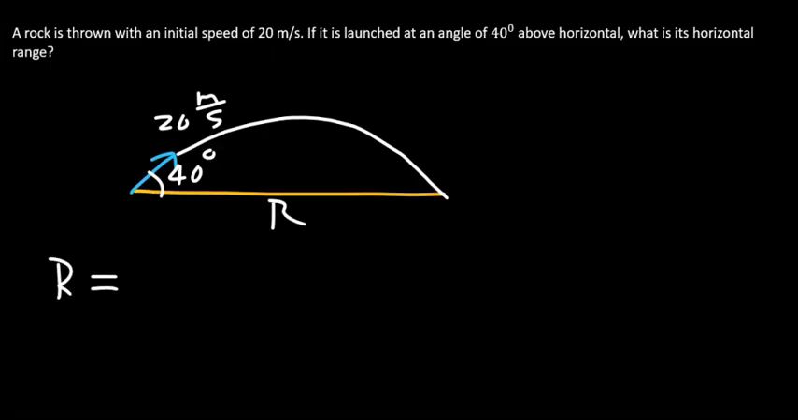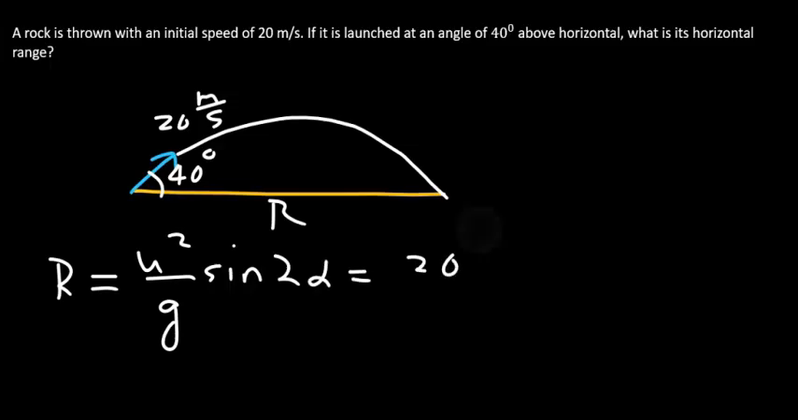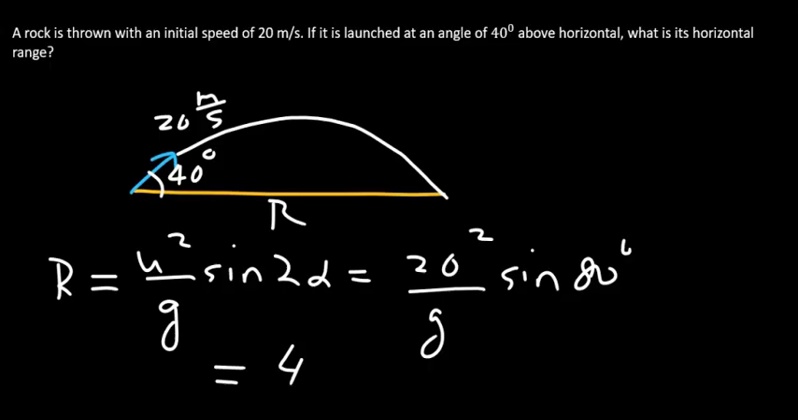We know the equation for the range is given by u squared over g sine 2 alpha. In this case, u is 20, so 20 squared over g. We know g is 9.81. Sine 2 alpha. Alpha is 40, so 2 times 40, that's 80 degrees. And the answer is about 40.2 meters.